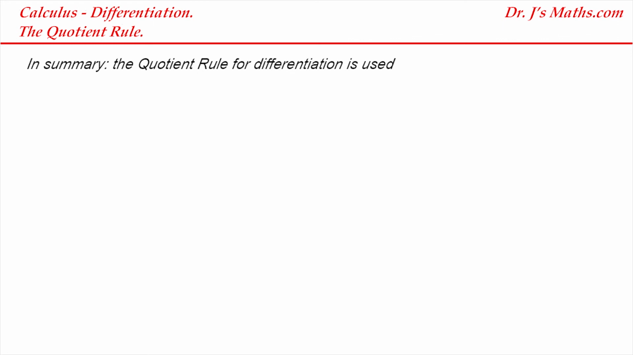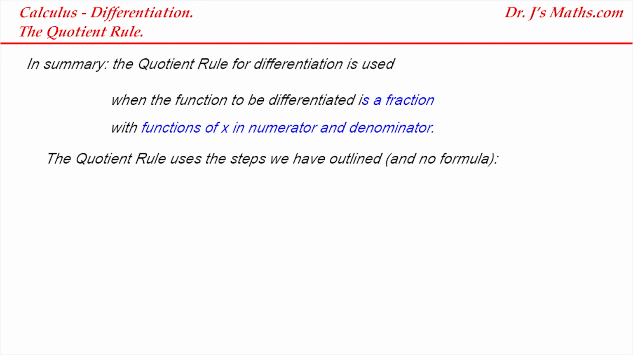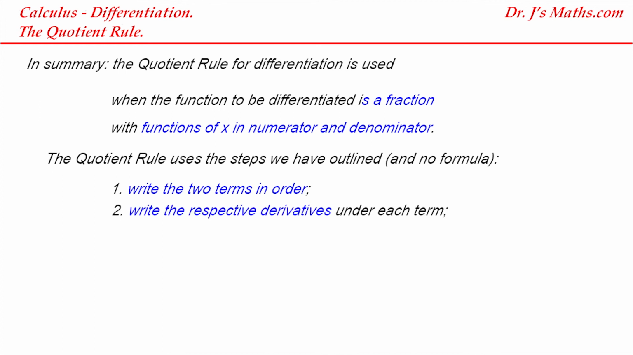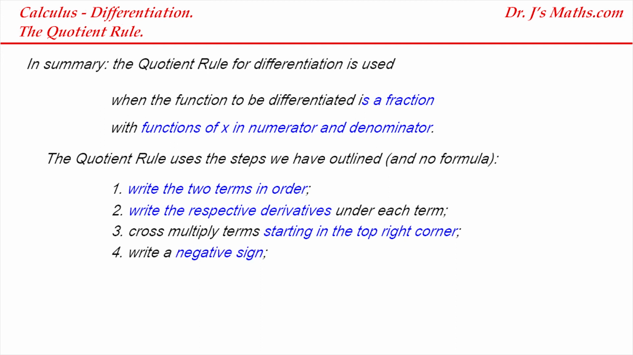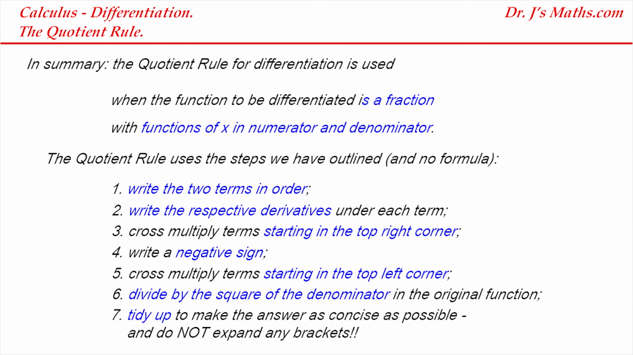Now to sum up, the quotient rule for differentiation is used when the function to be differentiated is a fraction and has functions of x in both the numerator and the denominator, and we can't divide. So the quotient rule uses the steps we've outlined. I don't think there's a formula for any quotient rule that I've ever heard of. So step 1, write down the two terms in order. Step 2, write the respective derivatives under each term. Step 3, cross-multiply the terms starting in the top right corner. Step 4, write a negative sign. Step 5, cross-multiply the terms starting in the top left corner. Step 6, divide by the square of the denominator of the original function. Step 7, tidy up to make the answer as concise as possible and do not expand any brackets. Easy, hope it goes well.